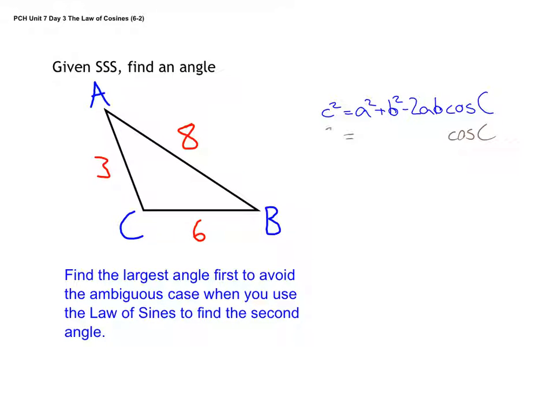64, 8 squared, okay? I put the 8 there because it's across from angle C. So now I'm going to use the other two sides, the 3 and the 6, to fill in the other parts of my formula. 2 times 3 times 6 times cosine of C. Okay? Again, I would recommend doing what you can in your head to avoid issues with your calculator. All of you can square 3 and 6, and you can multiply 2 times 3 times 6 in your head.